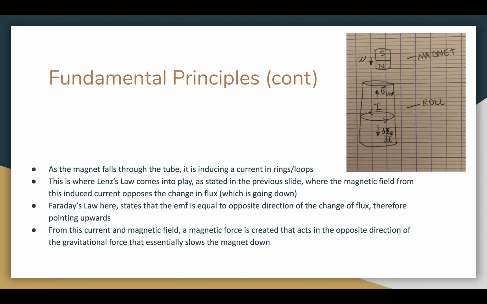This is where Lenz's law comes into play, as stated in the previous slide, where the magnetic field from this induced current opposes the change in flux, which is pointing downwards. Faraday's law here states that the EMF is equal to the opposite direction of the change in flux, therefore it is pointing upwards. From this current and magnetic field, a magnetic force is created that acts in the opposite direction of the gravitational force that essentially slows the magnet down. And here is a little diagram of the directions of the current and the flux in the magnetic field.